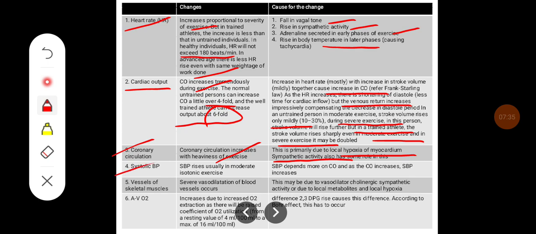Systolic blood pressure usually in moderate isotonic exercise increases, and the systolic blood pressure depends more on cardiac output. As the cardiac output increases, blood pressure increases.